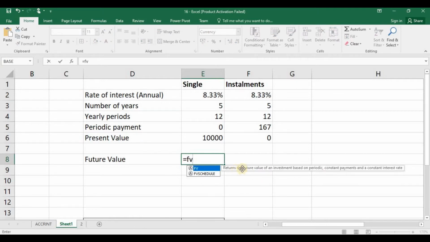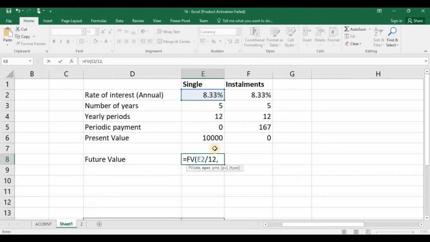Here you can see the description of this function. Start round brace. Here you can see multiple arguments. First one is rate. This is the rate of interest. Here our rate of interest is 8.33%. We should give interest per period. We have 12 periods in a year, so I am dividing our interest monthly.